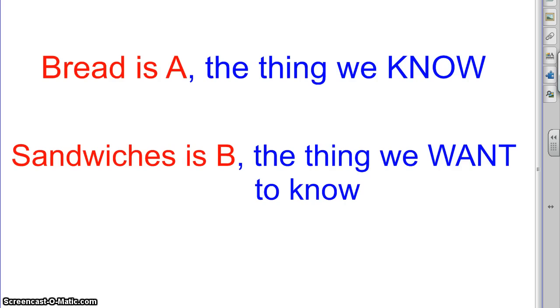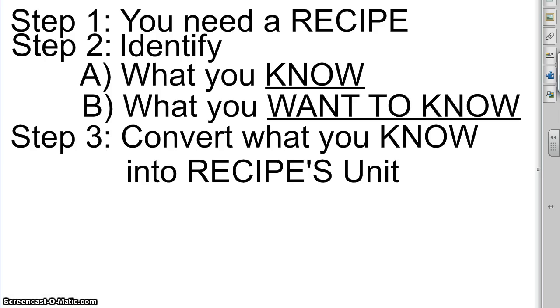Okay, so A is bread, the thing we know. B is sandwiches, the thing we want to know. So, step three. Once we know what we know and what we want to know, we got to convert what we do know into recipe units. Well, what does that mean?